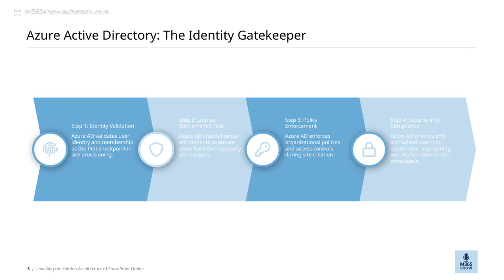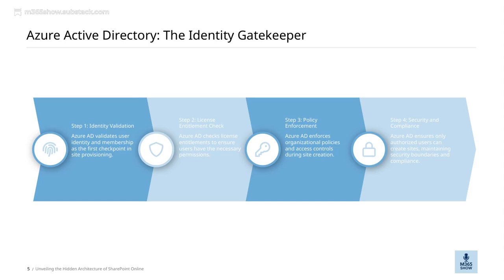Now, let's take a closer look at how Azure Active Directory acts as the ultimate gatekeeper for identity management in SharePoint Online. At the core, Azure AD makes sure that only authorized users can create new sites, which is crucial for maintaining security boundaries and ensuring compliance across the organization. When a user attempts to create a site, the process kicks off with identity validation. This first step confirms who the user is and verifies their membership within the organization.